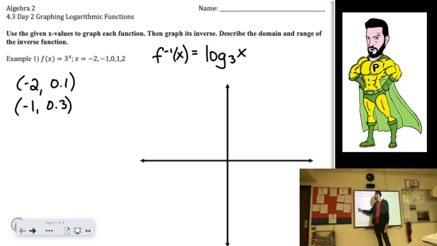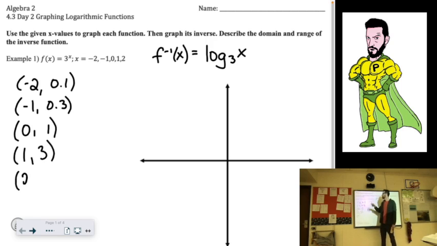If we put in 0 for x, in the original function, 3 to the 0 power is just 1. If we put in 1 for x, 3 to the first power is 3. And if we put in 2 for x, 3 to the second power is 9.